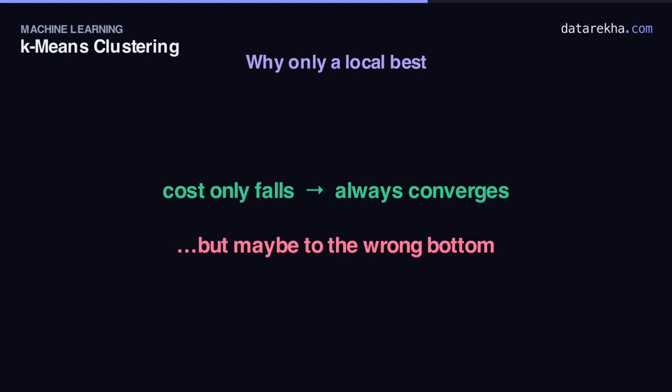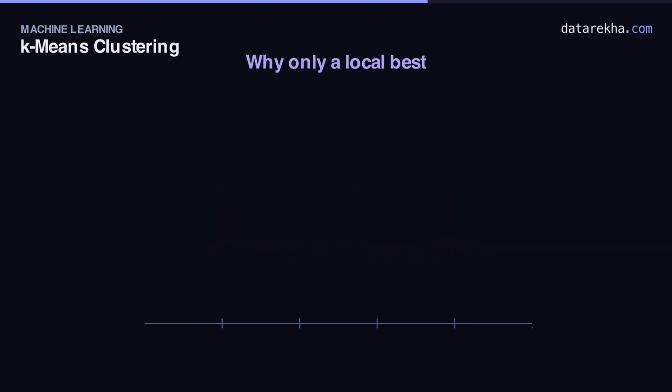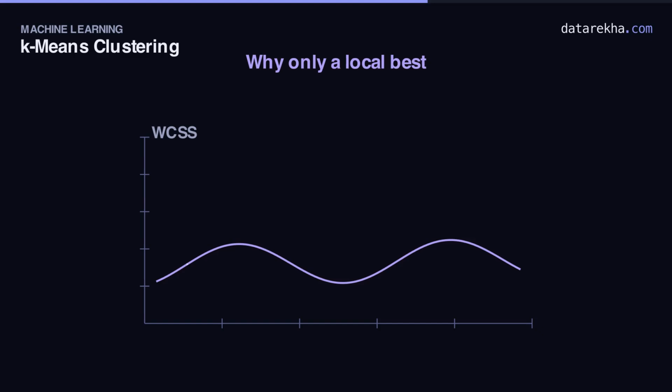The trouble is what it converges to. Picture the cost as a landscape of hills and valleys. K-means always rolls downhill, but it rolls into the nearest valley, not necessarily the deepest one. Start it here, and it settles into this shallow dip, a local minimum. Good, but not the best clustering possible. A different start would have rolled into the deep valley on the right, the global minimum, the genuinely best split. So the answer you get depends on where you begin.